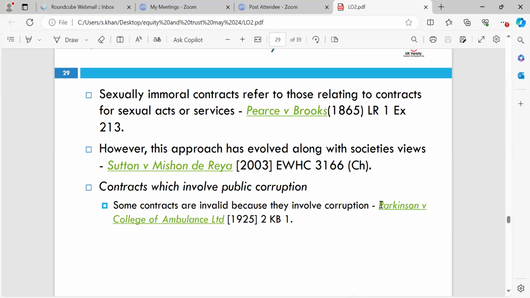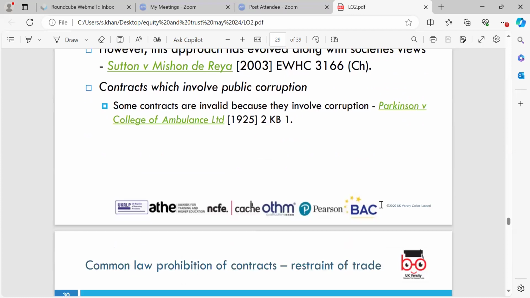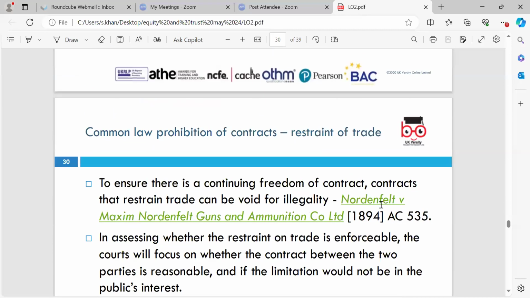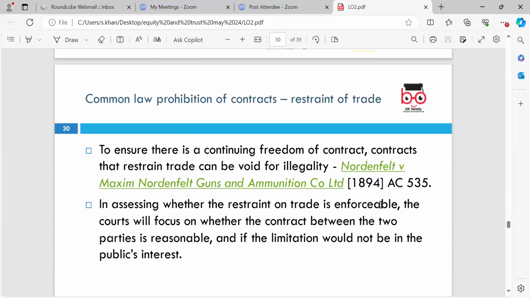Contracts which involve public corruption. Some contracts are invalid because they involve corruption, such as the case of Parkinson v College of Ambulance Limited, 1925. Common law prohibition of contracts in restraint of trade. To ensure there is continued freedom of contract, contracts that restrain trade could be void for illegality, as in the case of Nordenfelt.